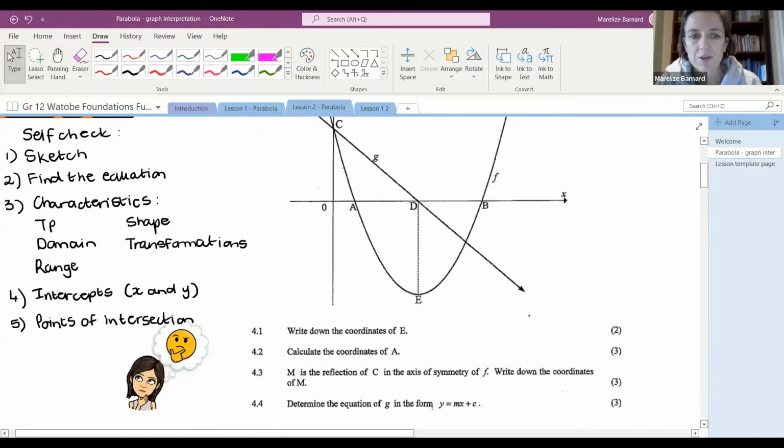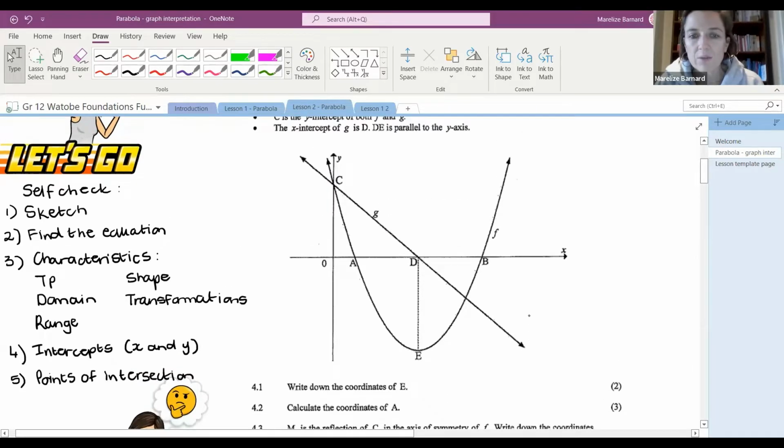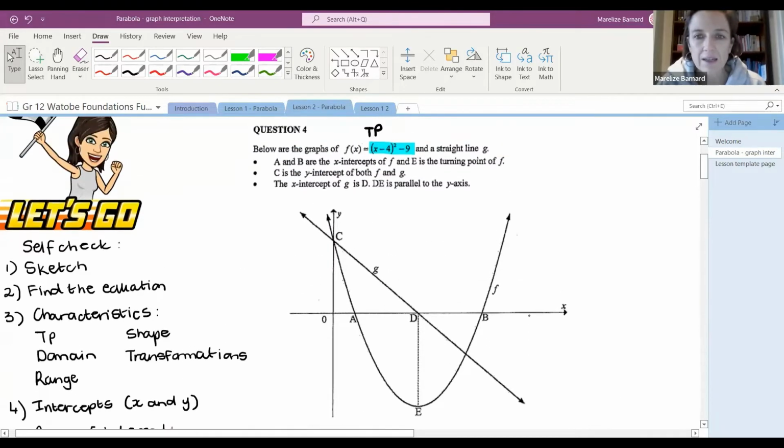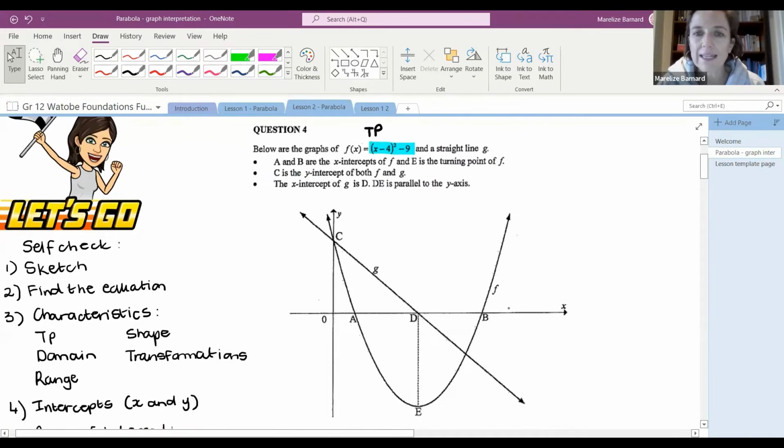Okay, so we're going to kick off with the coordinates of E. And right away, I would like people to put their answers in the chat. What are the coordinates of E? Don't be shy, put your answer in the chat.